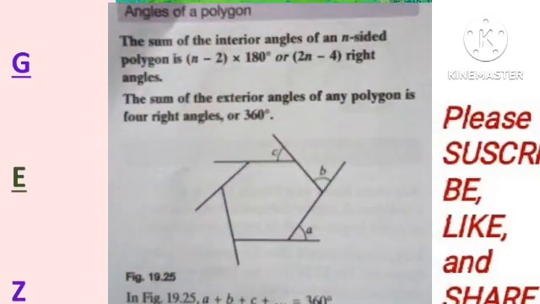Now next we are talking about angles of a polygon. There is another theorem in mathematics that says the sum of the interior angles of an n-sided polygon is n minus 2 times 180, or (2n minus 4) right angles. So the sum of the exterior angles of any polygon is 4 right angles, or 360. Now always remember that a right angle is 90 degrees. Now this is the diagram below. So the sum of A plus B plus C and so on and so forth, no matter how many exterior angles, must be equal to 360.